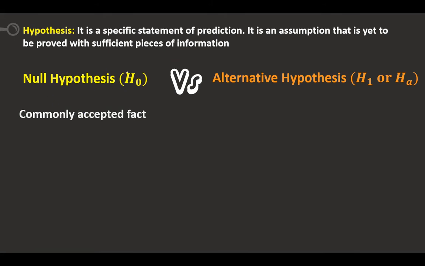It always says no. Is there a difference between A and B? Then null hypothesis says no, there is no difference. Is there a difference between pen and pencil? Then I have to say no, there is no difference. If someone claims a difference between pen and pencil, then I will disprove it. Okay, so that is what the null hypothesis is about. So it is nothing but a commonly accepted fact.